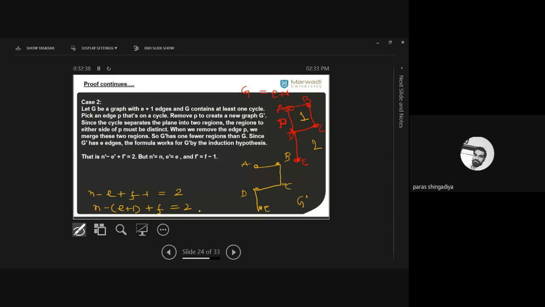ठीक है, and then compare both graphs. What is the relation of n dash and n? N means vertex notation of the G, E means edge notation of the G, and F means face notation of the G. So n dash is equal to n, the number of vertices are the same. When we delete P, this G contains now E edges, and that is also the same edges. So E dash is equal to E, and faces are different there. So that is F dash equal to F minus 1, and then after replacing it, we can derive the answer. That's the proof of this formula. Any confusion?